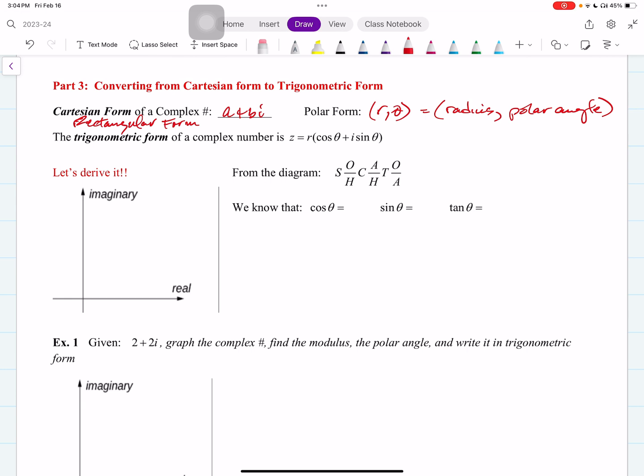So where does this come from? Where does this new trig form come from? What I want to do is start with that, and derive it first before we actually apply it. All right, so let's get right into it. So here we go.